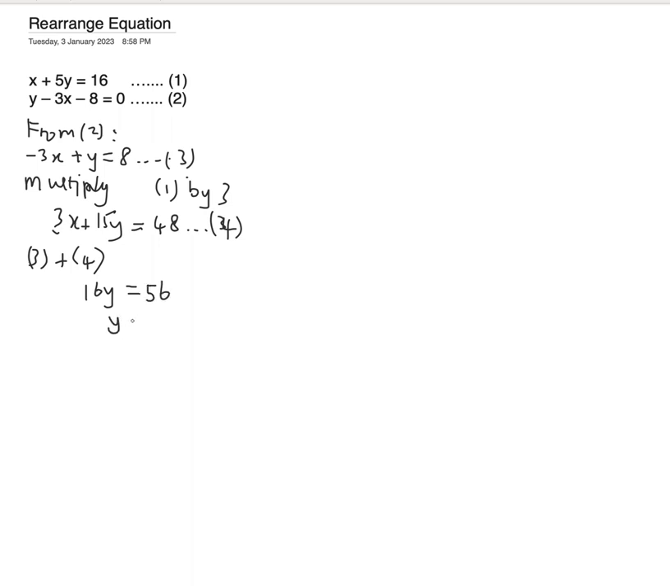Right, that gives us y is, well, 3.5, and we can use that to substitute into the second equation or into the first equation because it's easier. Alright, substitute y. You notice that in this case we found y first. Into the first equation. Right, so x plus 5 times 3.5 equals to 16, and we can find x.